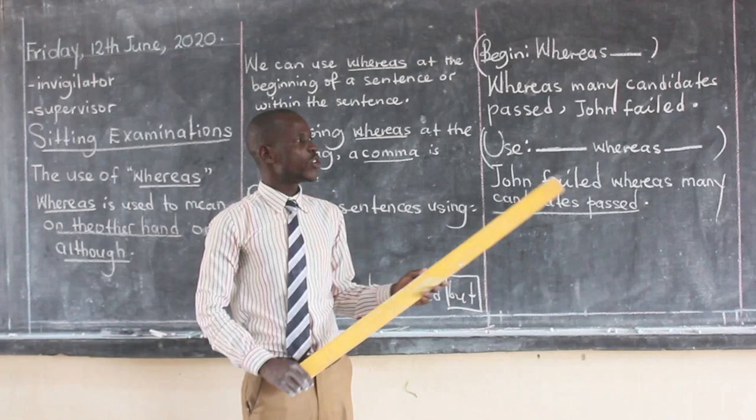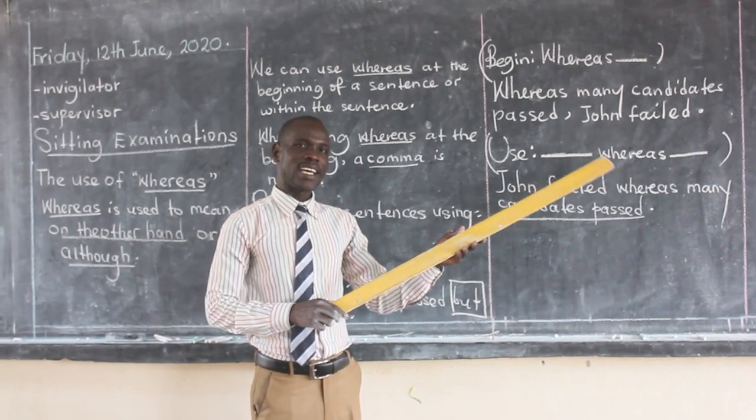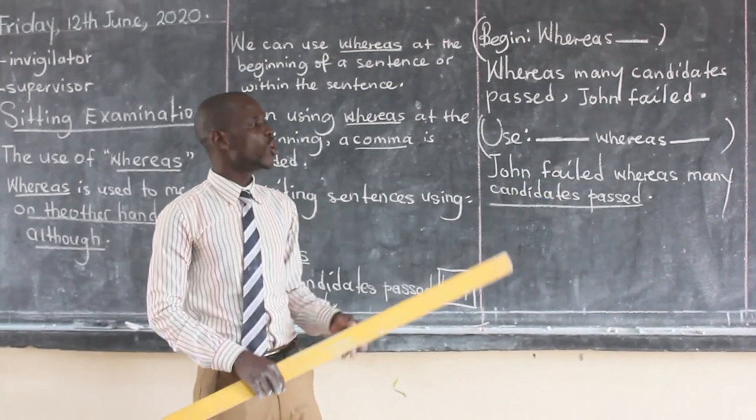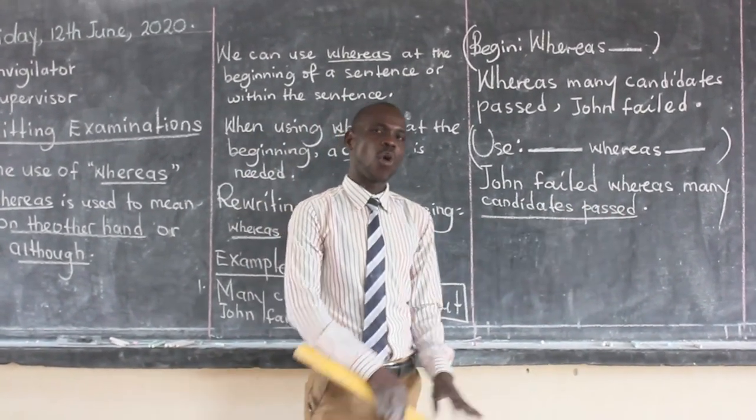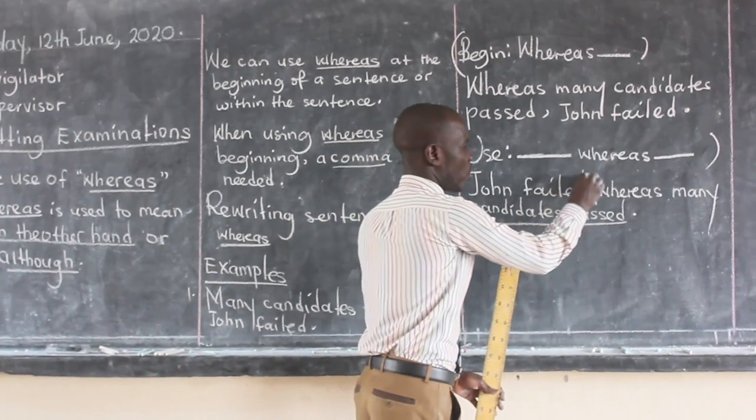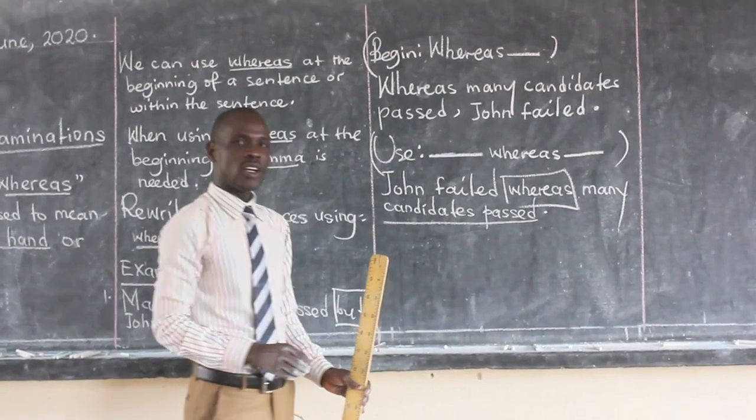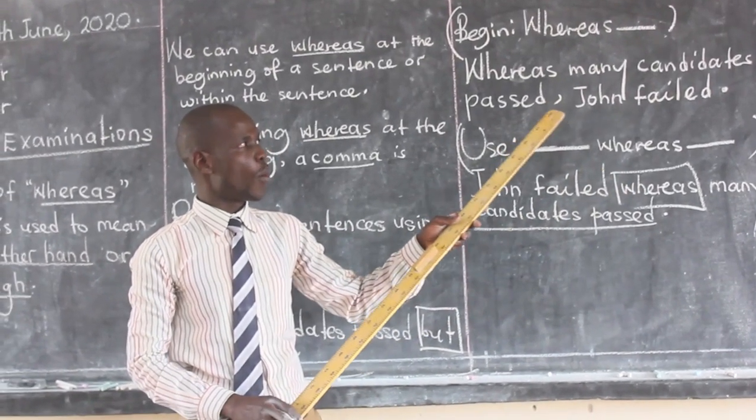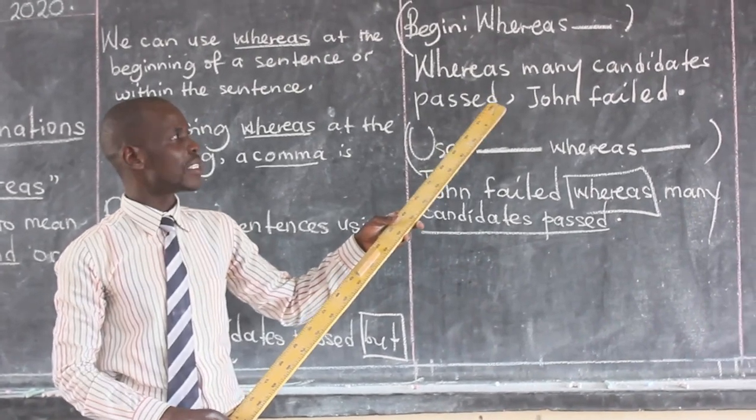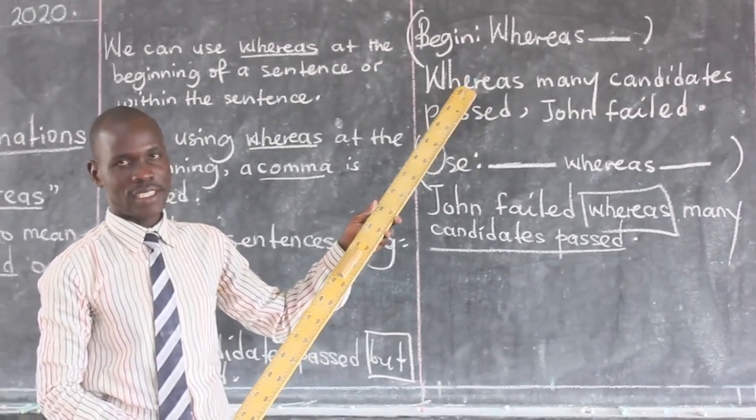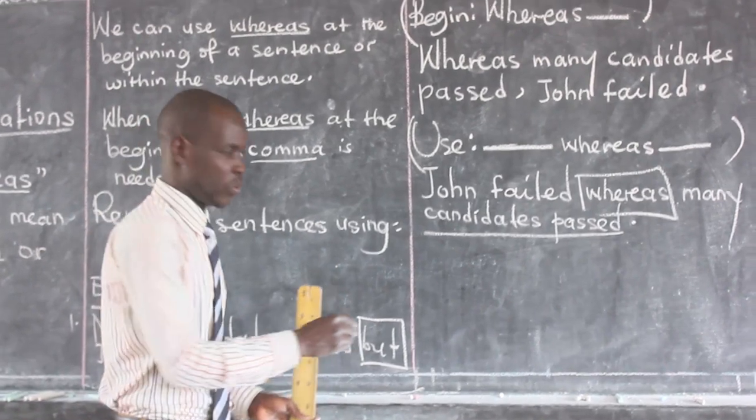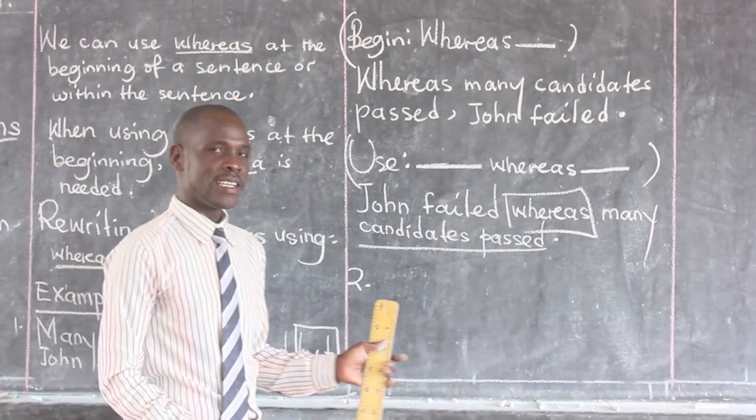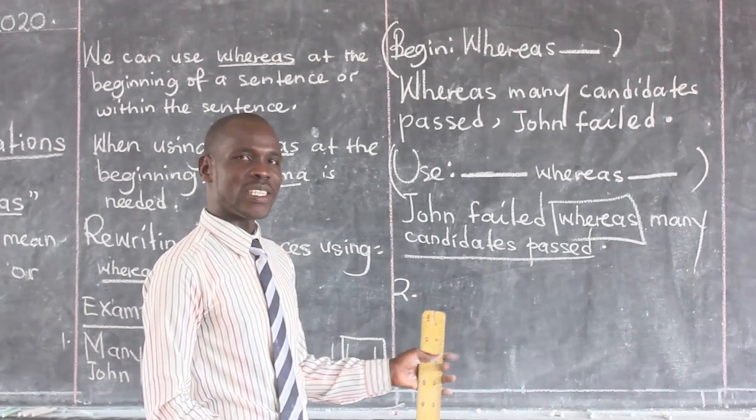Remember that when we are using whereas within the sentence, in the middle of the sentence, this time around we don't need the use of the comma, because we have used our structure in the middle of the sentence. We only need the idea of a comma when we begin our sentence using whereas. Let us look at example 2. Sentence here: they failed to succeed.